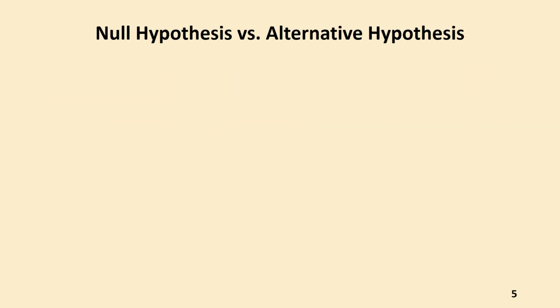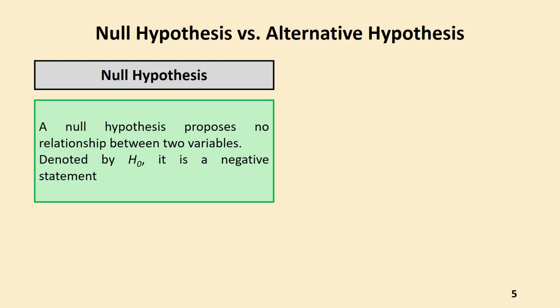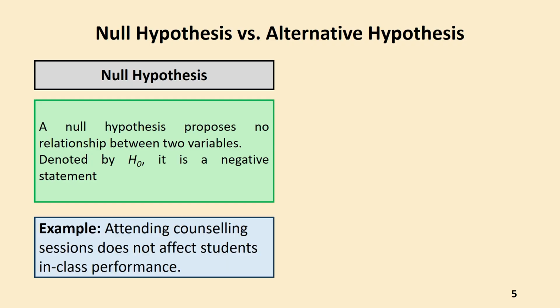So let us discuss one by one what is null hypothesis and what is alternative hypothesis. What is null hypothesis? A null hypothesis proposes no relationship between two variables, denoted by H naught. It is a negative statement. Generally, it does not make a relationship between two variables. For example, there is no significant relationship between A and B.